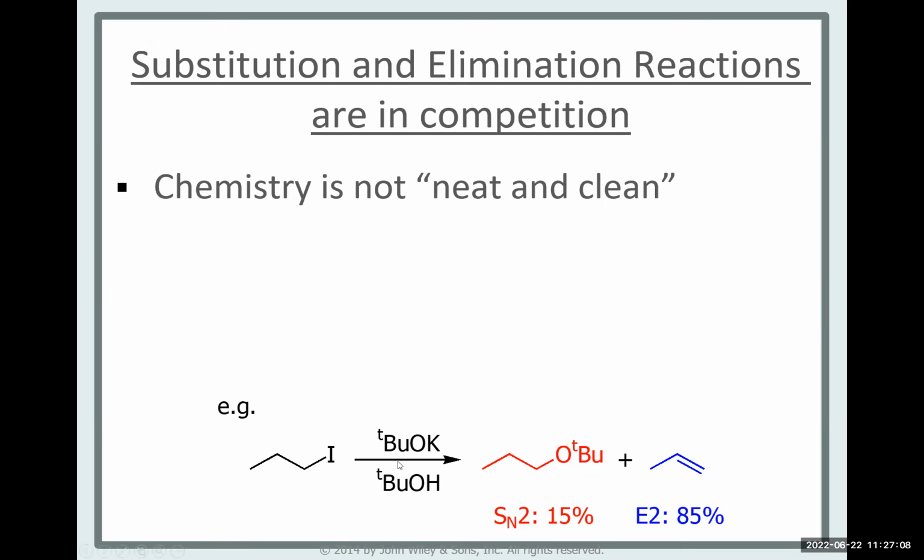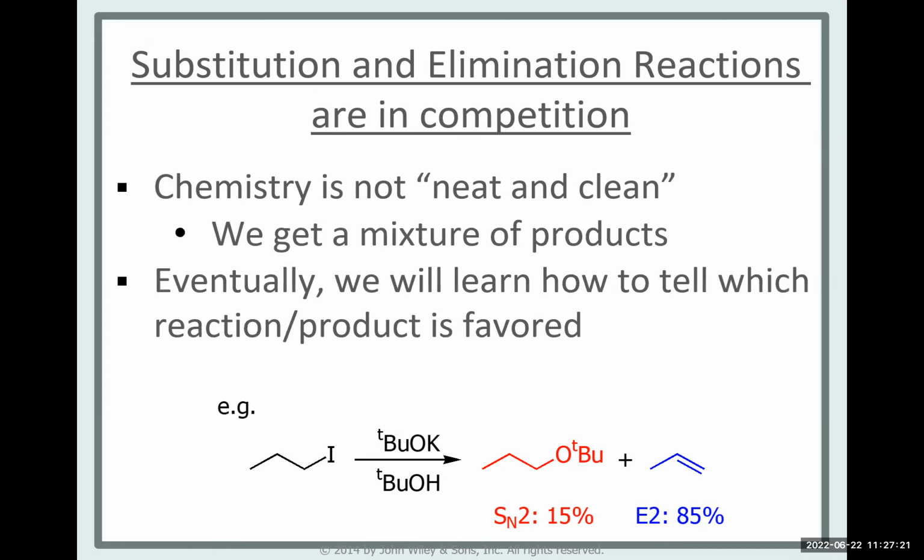If you mix these two together, you'll get some substitution and you'll get some elimination. And so what we're going to work on later is predicting the major product. We won't say, oh, 100%. We'll say which one is major. And eventually we'll learn how to tell which reaction is favored, but we're not going to do that today. So on your quiz, I will say substitution or elimination. You won't have to worry about figuring out what it is.